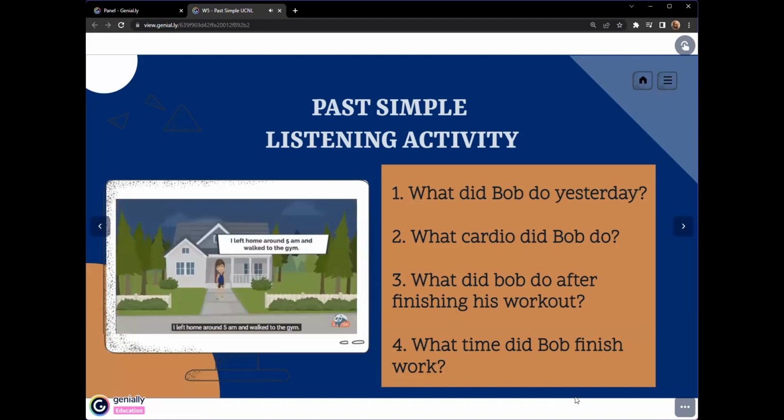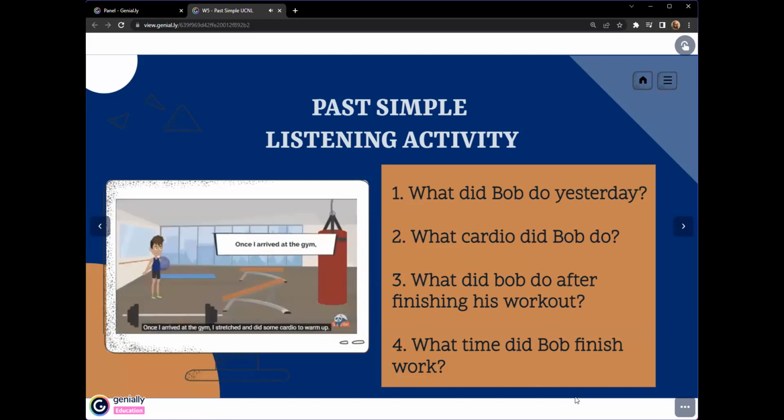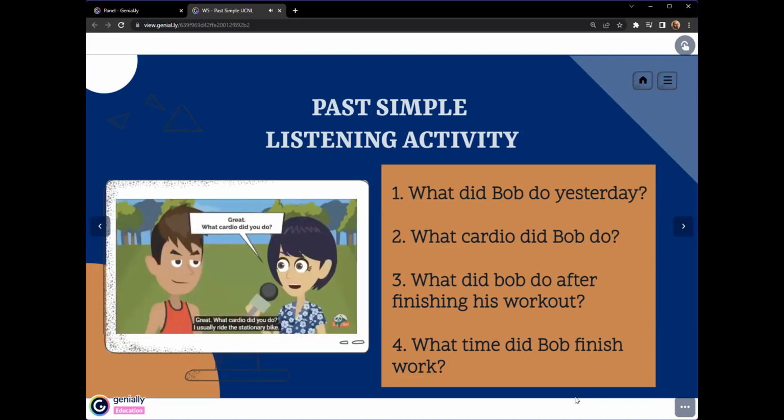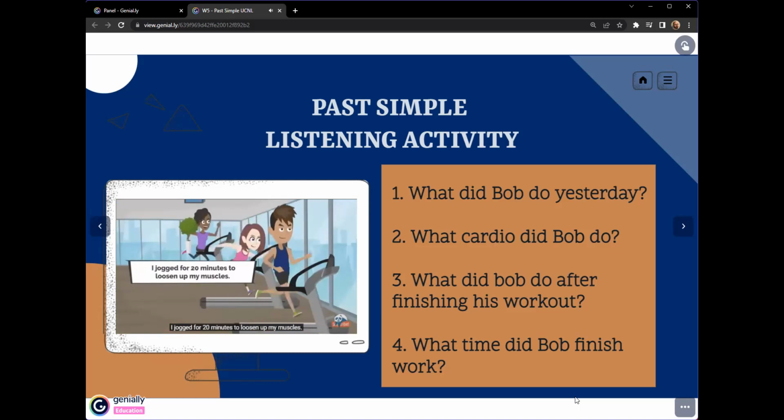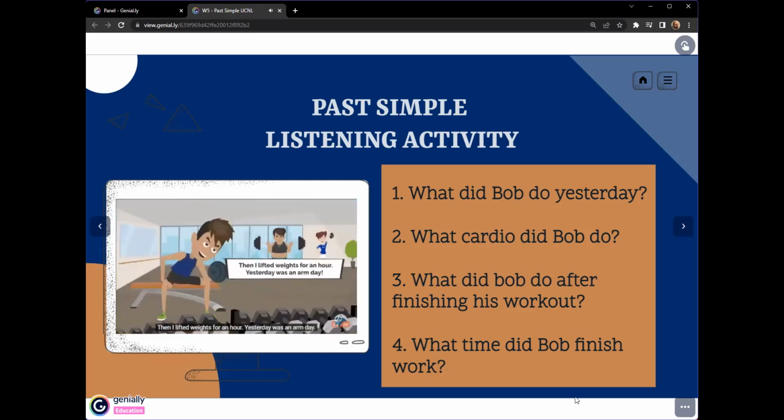I left home around 5 a.m. and walked to the gym. Once I arrived at the gym, I stretched and did some cardio to warm up. Great! What cardio did you do? I usually ride the stationary bike. I jogged for 20 minutes to loosen up my muscles. Then I lifted weights for an hour. Yesterday was an arm day.